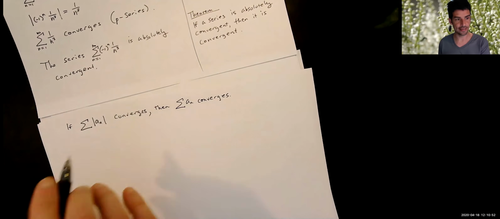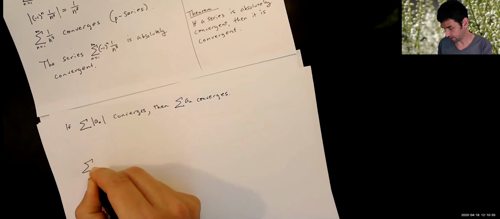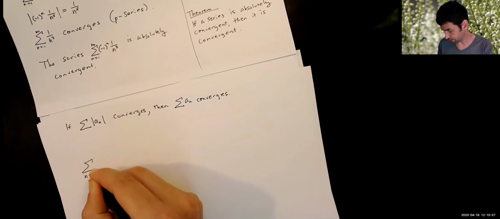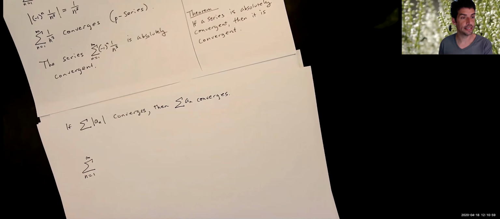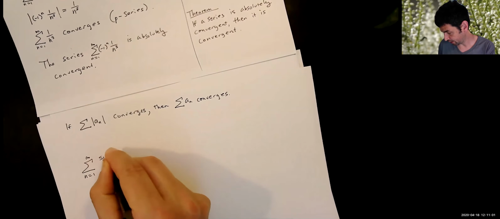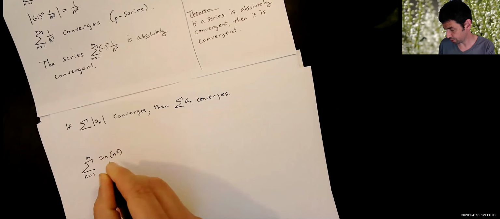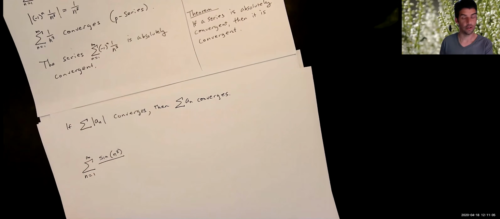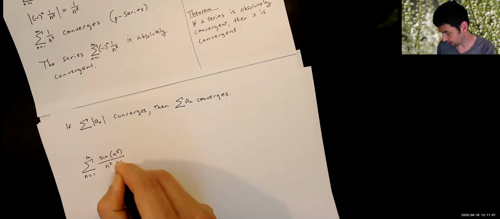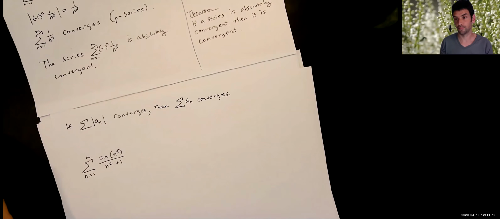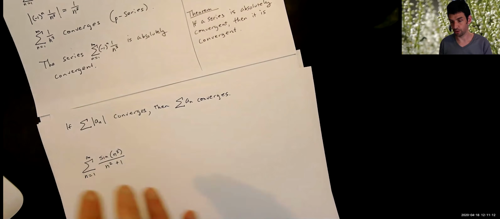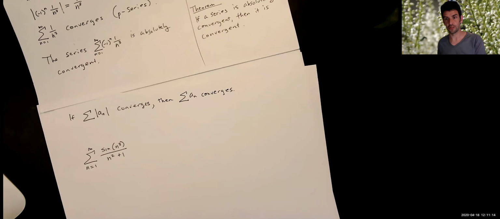Let's look at the series n equals 1 to infinity of sine of n cubed over n squared plus 1. Okay, so that's what we're going to examine.